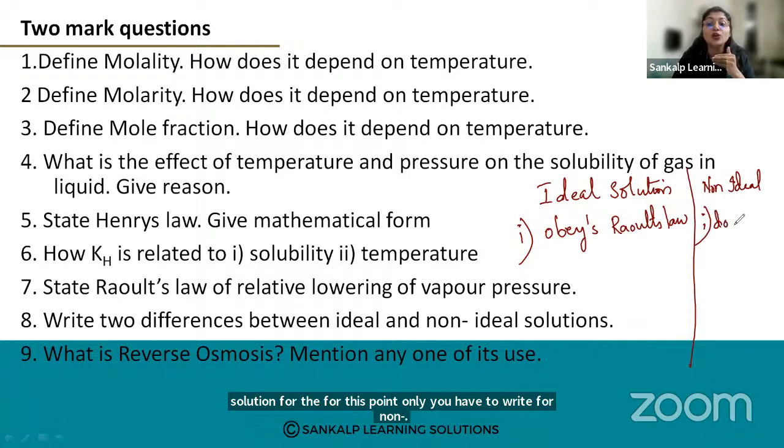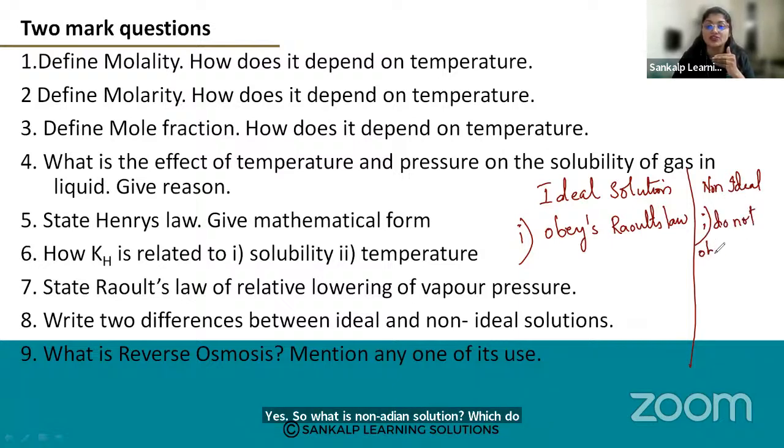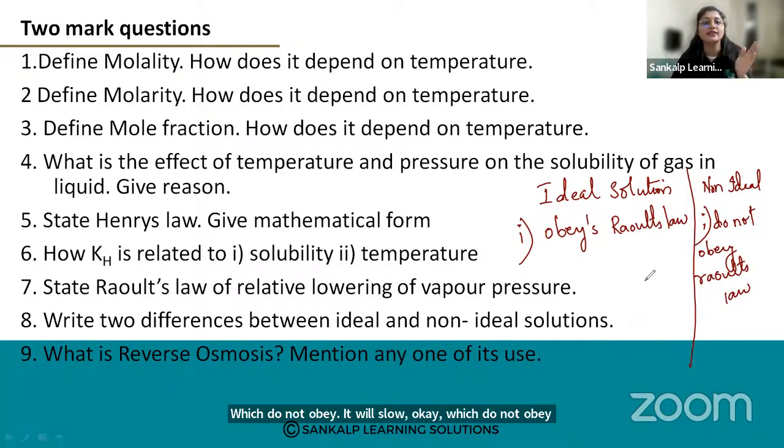Which do not obey Raoult's law. If you write this correctly on either side, you will get 1 mark.